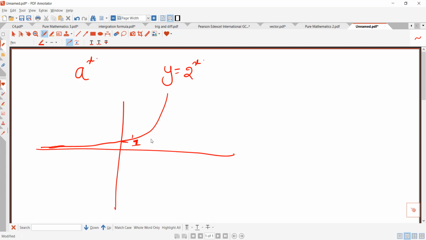Okay. No touching. So this is going to be 1. Why is it going to be 1? Let me tell you. Remember, if you take x equals to 0, if you do 2 raised to 0, what is anything raised to 0? 1. So that's why it is crossing through 1 at the y-axis.